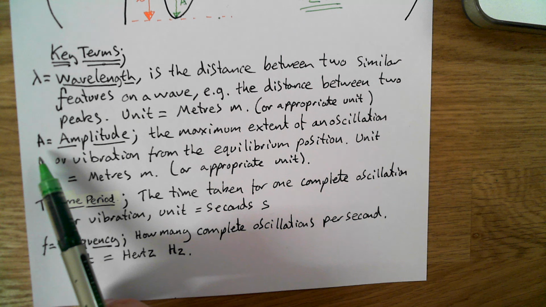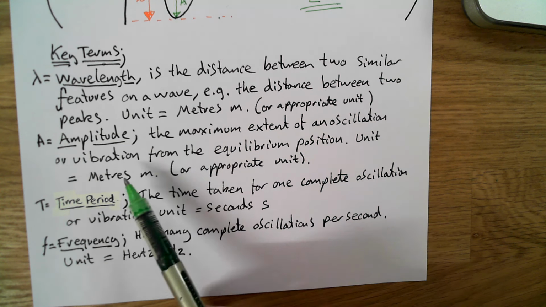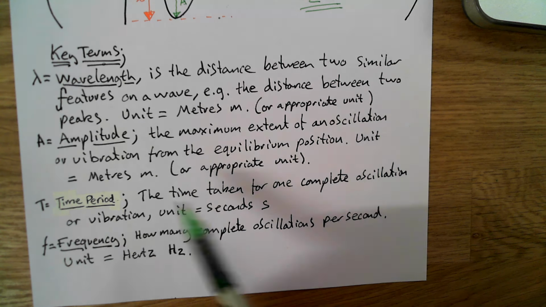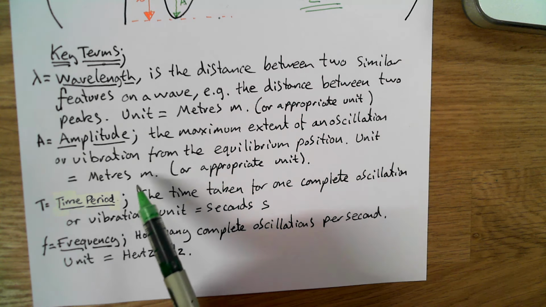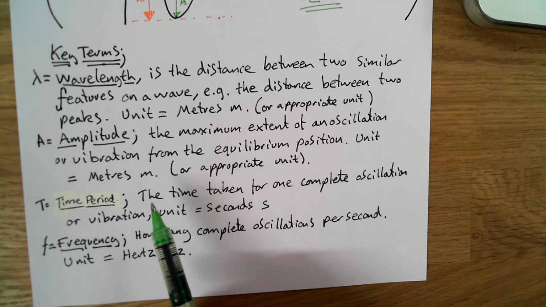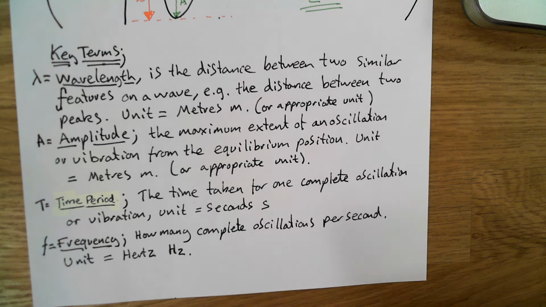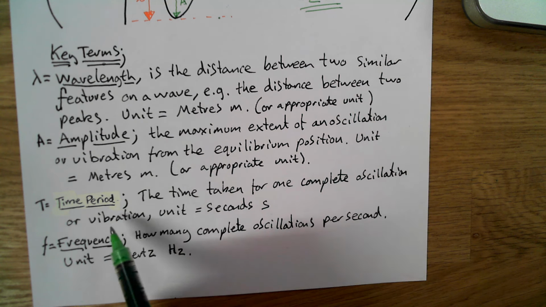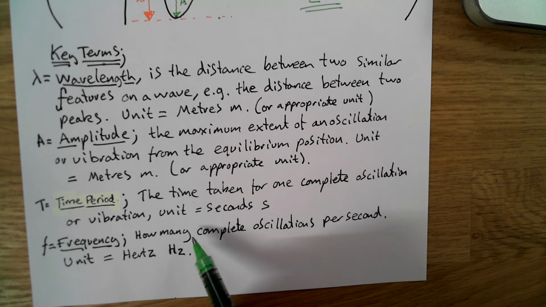So A equals amplitude, and that is the maximum extent of an oscillation or vibration from the equilibrium position, and the unit is, I've got here, meters, although it could be a graph of voltage. And I believe in a lesson or two I'm going to be showing you a voltage graph and how to read an oscilloscope, so we'll be looking at that, where the amplitude is actually a voltage. T equals the time period, and that's the time taken for one complete oscillation or vibration.